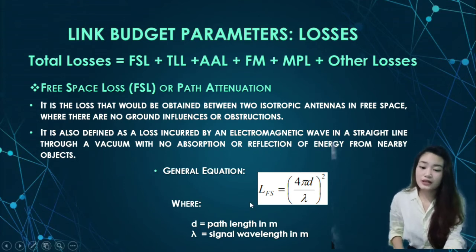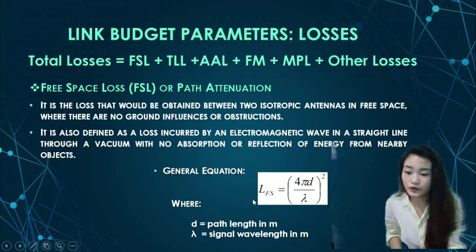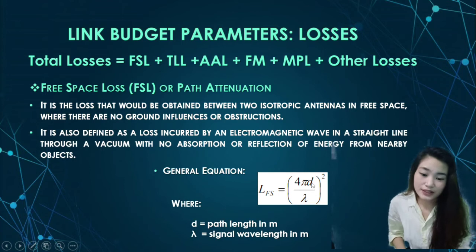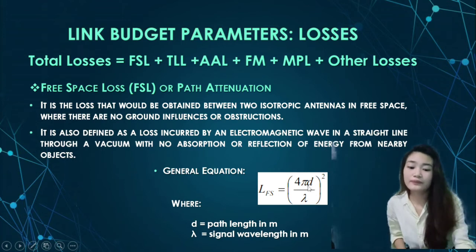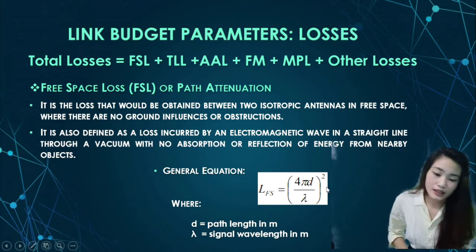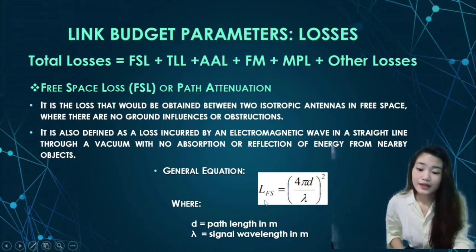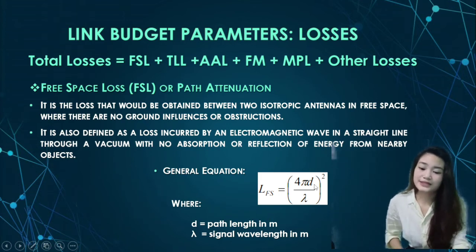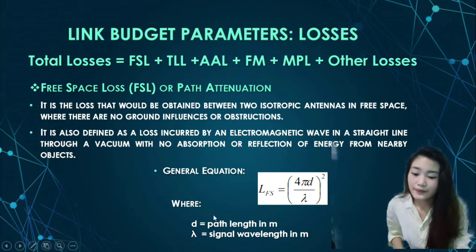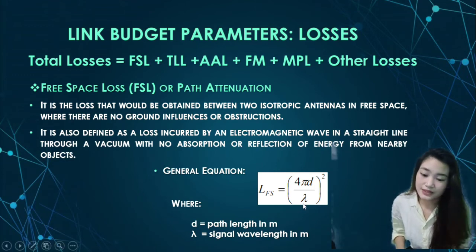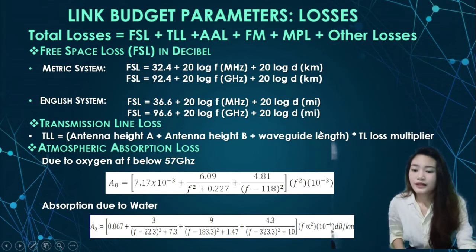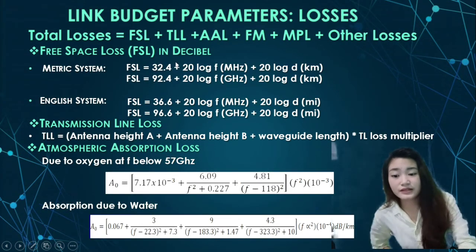This is the general equation of free space loss. FSL, or L sub FS, is equal to the quantity 4 pi d over lambda, the wavelength, quantity squared, where d here is the path length in meters, and lambda is equal to the signal wavelength in meters. Free space loss in decibels.